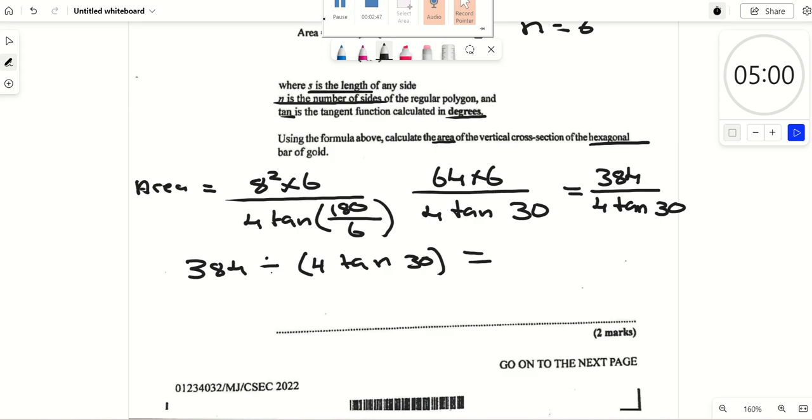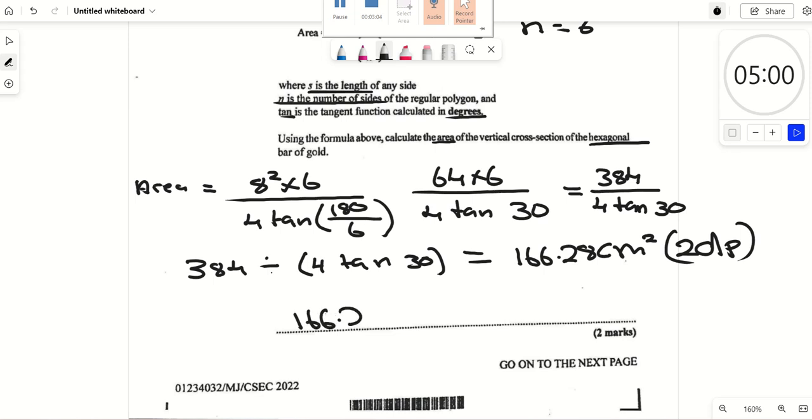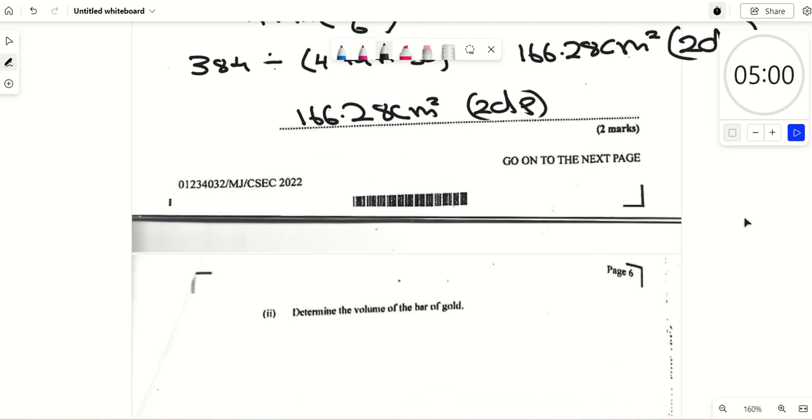So when you put this in your calculator, you will get 166.28 centimeters. And because it is area, it would be squared, to 2 decimal places. And that would be your answer for this: 166.28 centimeters squared to 2 decimal places. Right, now let's see the next question.